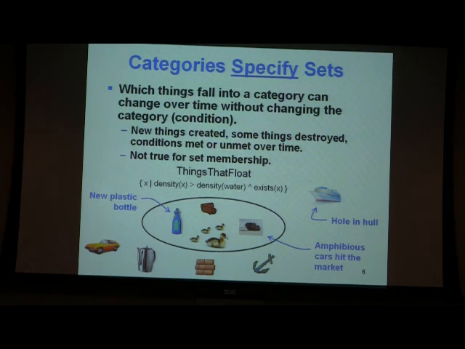The ship, for example, right now might not actually float. There's a hole in it. So this is actually a different set from the one on the previous slide, but the category hasn't changed, except we changed the condition. This set of things that falls in the category will change over time, even though the category doesn't. And that's what makes it different from, say, a typical set-oriented viewpoint.